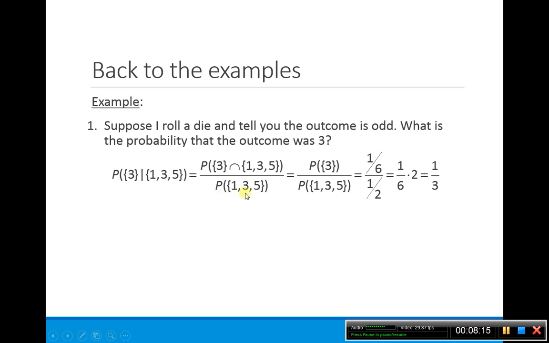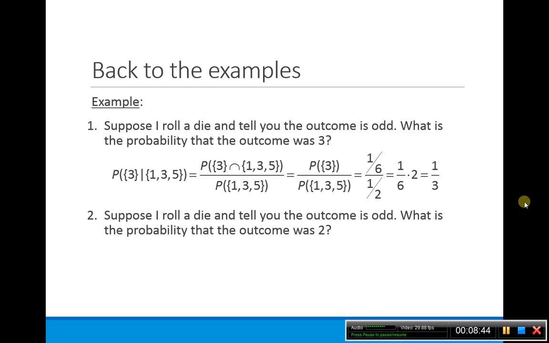Well, the probability of 1, 3, 5 is 1/6 plus 1/6 plus 1/6, which gives me 1/2. The intersection between these two sets is just the 3. What's the probability of having a 3? Remember our entire sample space is 1, 2, 3, 4, 5, 6, so the probability of getting a 3 is just 1/6. Do the arithmetic and you get 1/3.